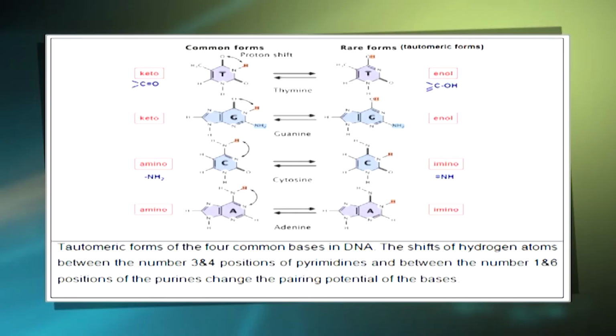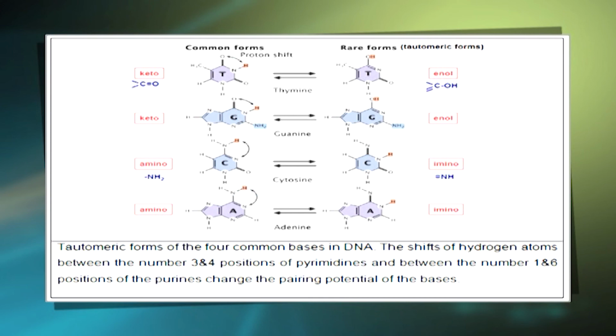In DNA, adenine and cytosine usually exist in the amino form, binding respectively with the keto forms of thymine and guanine through hydrogen bonding. But in their rare tautomeric imino form, they bind respectively with the amino forms of cytosine and adenine through 2 hydrogen bonds. Similarly, guanine and thymine normally exist in the keto form, binding with the amino forms of cytosine and adenine respectively. But their enol tautomeric forms remain linked with the keto forms of thymine and guanine respectively with 3 hydrogen bonds.